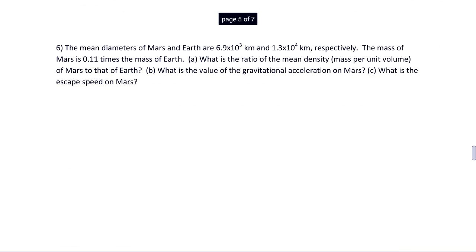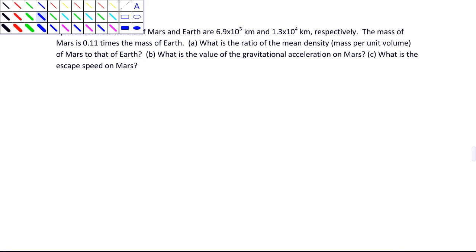The mean diameters of Mars and Earth are 6,900 and 13,000 kilometers respectively. The mass of Mars is 0.11 times the mass of Earth. What is the ratio between the mean density of Mars to that of Earth? For part A, I want to know the density of Mars versus the density of Earth, or to use the symbols for the planets, the symbol for Mars looks like this, and the symbol for Earth, which I've already used, looks like this.